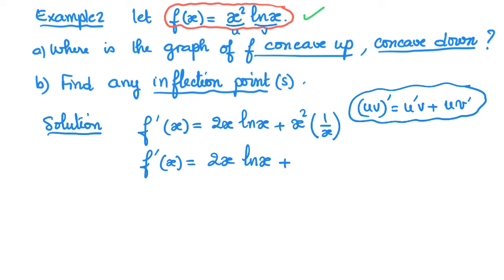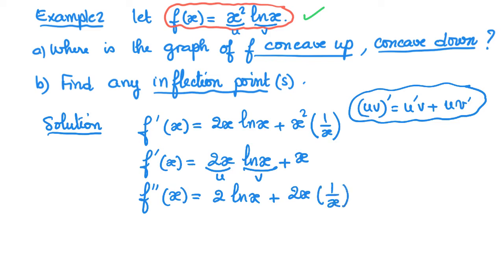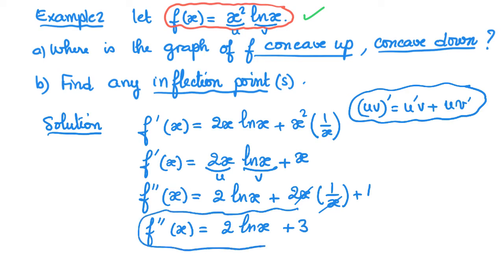So the first derivative then, I will simplify it a bit before finding the second derivative. X squared multiplied by 1 over x is just x. And then we differentiate again. Again, I need to use the product rule, u v. So it's going to be 2 ln x plus 2x multiplied by 1 over x plus the derivative of x, which is 1. So in the end, the second derivative of the function will be 2 ln x plus, of course, this x and this x will go, so this will give us 2 plus 1, 3. This is the second derivative.